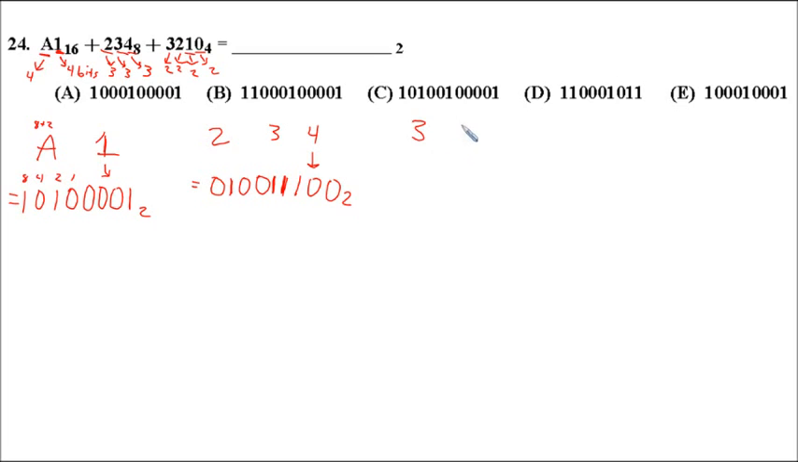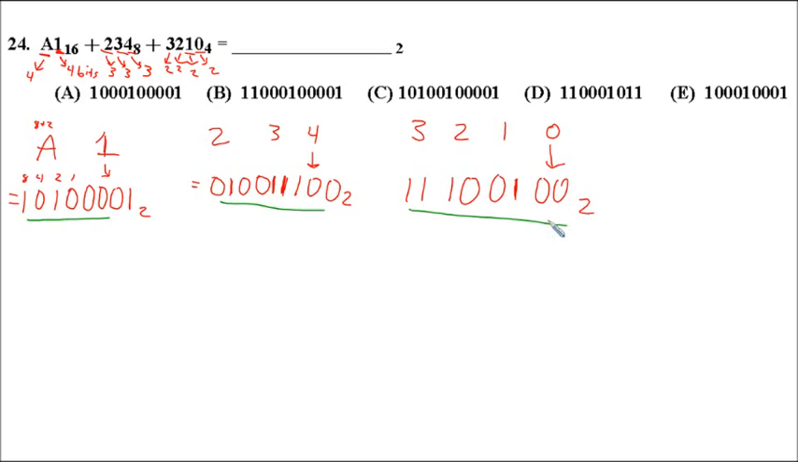One last one, 3, 2, 1, 0. We want to make these 2 bits each because we're in base 4. So 0 is just 0, 0. 1 is 0, 1 in binary. 2 is 1, 0, and then 3 would be 1, 1. So our goal is now to add these 3 numbers in binary, and that will give us our answer.